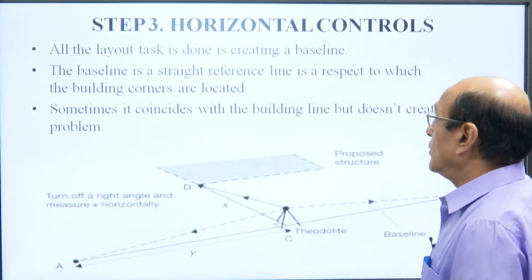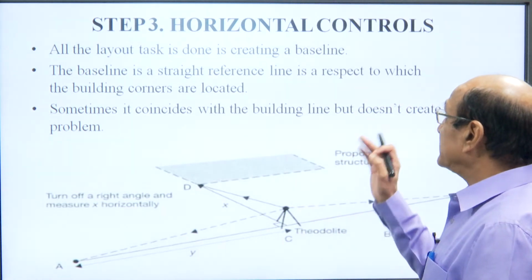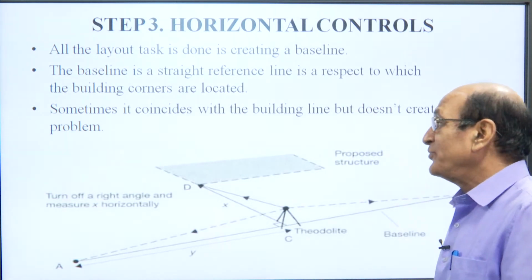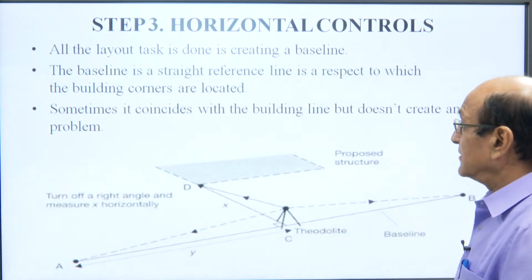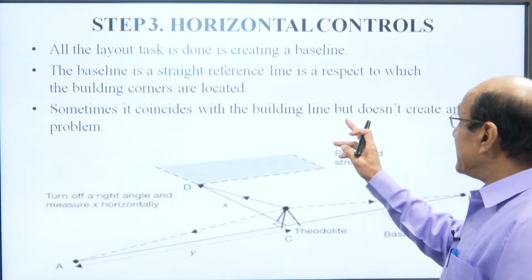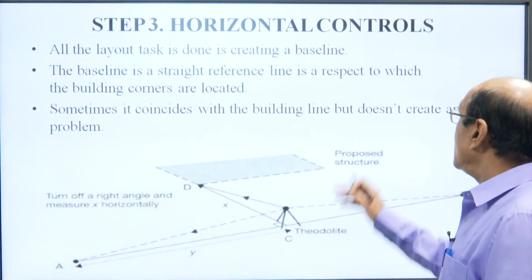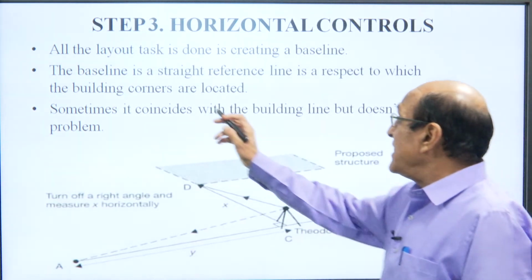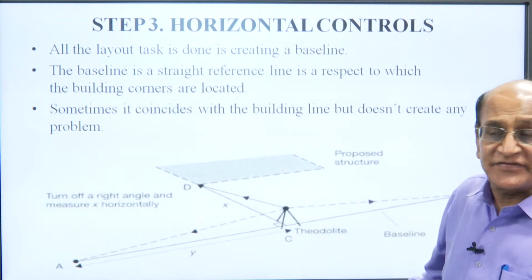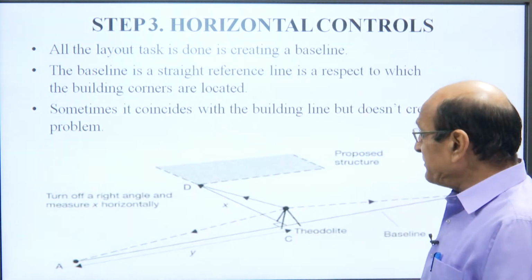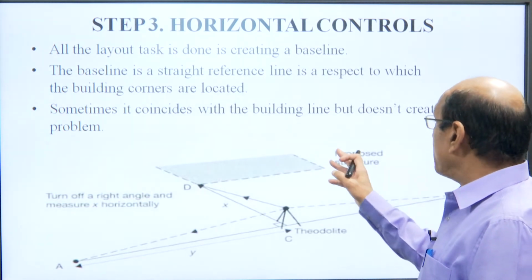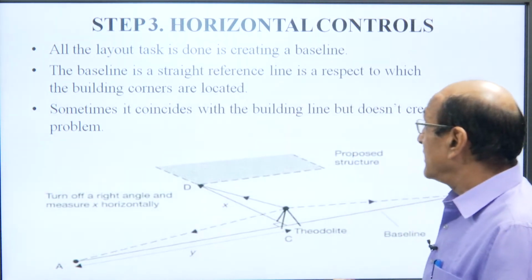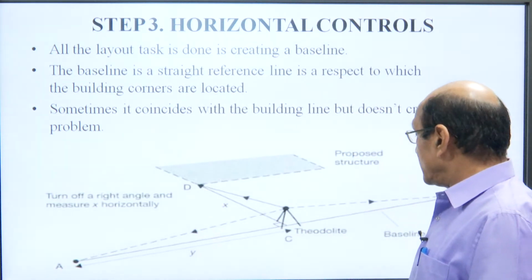The horizontal control, all the layout task is done by creating a baseline. Baseline is a must. The baseline is a straight reference line with respect to which building corners are located, as I have discussed. Sometimes it coincides with the building line, but that does not create any problem. It may coincide with the building lines also.